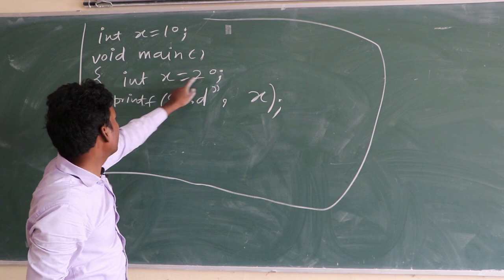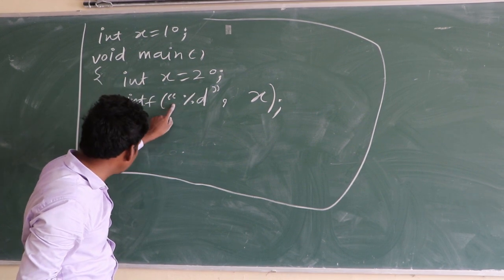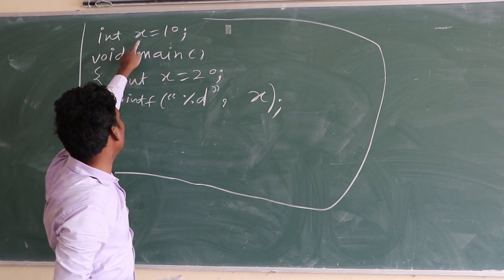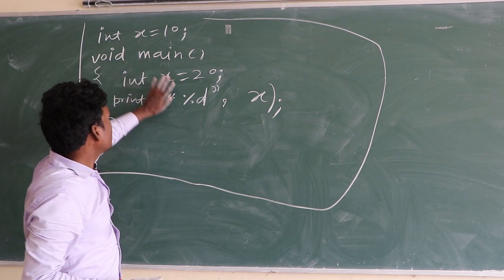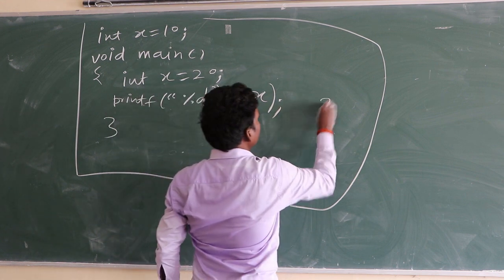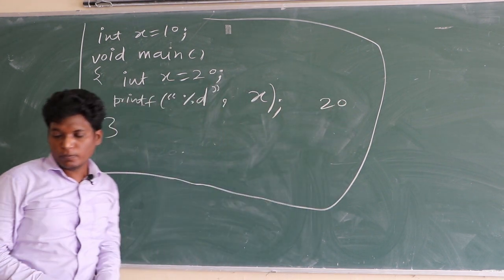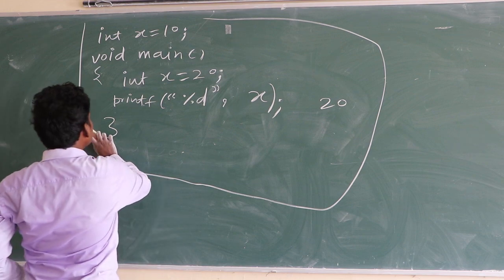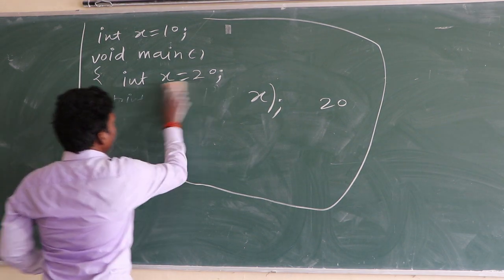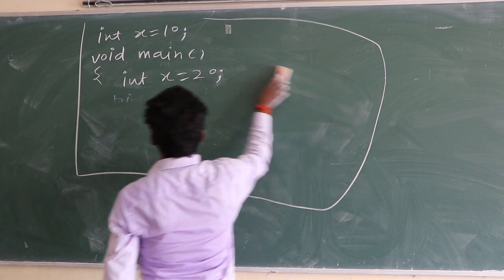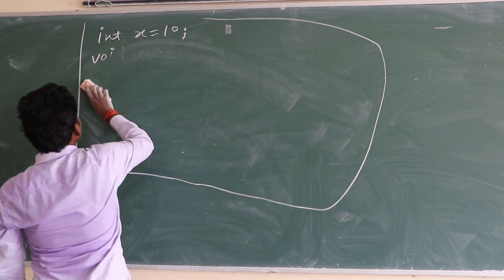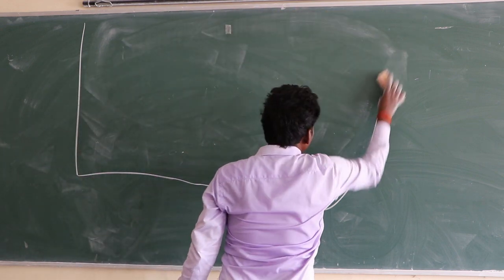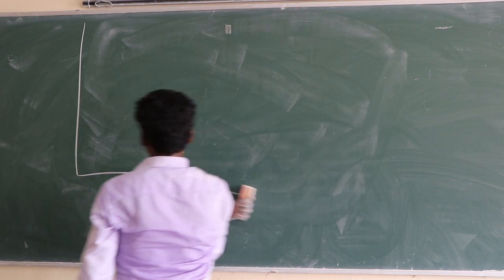X equal to 20, because this x is the nearest to printf. Second, this is the local variable and this is the global variable. So the output will be 20 here, not 10. The local variable gets preference over the global variable, and x equal to 20 is nearest to printf. That's why x equal to 20 is considered for this printf function.